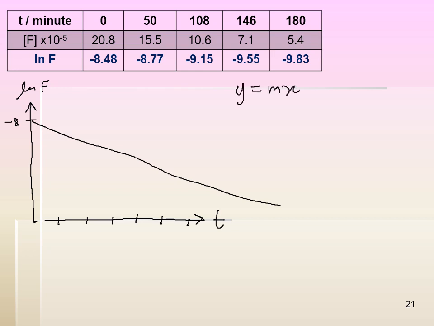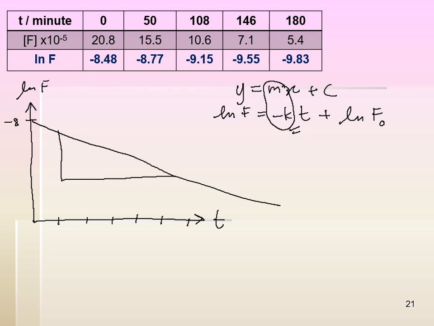Okay, so you're going to get a straight line like this, because you know that y equals mx plus c. We are plotting ln F equals -kt plus ln F naught. All right, so here m is equal to -k. So we need to find k. Therefore, we are going to find the slope for this graph. So you find this y and this x.